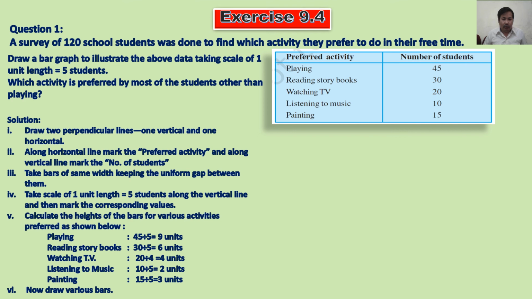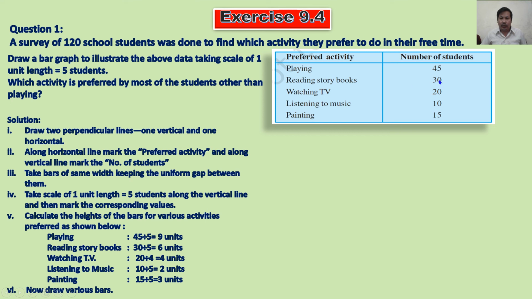Then next, we calculate the heights of the bars for the various activities, as shown below. That is, playing 45 divided by 5, that is 9 units. See, we are going to divide the vertical line, which will represent the number of students, into a number of units. The maximum you can find here is 9 units. So you can take up to 10 units or up to 9 units only. It's up to you. Okay, clear.